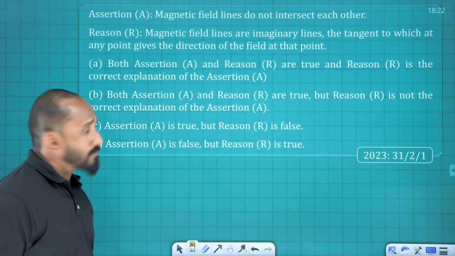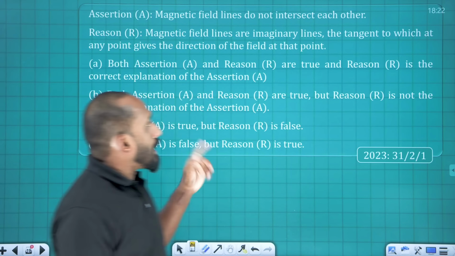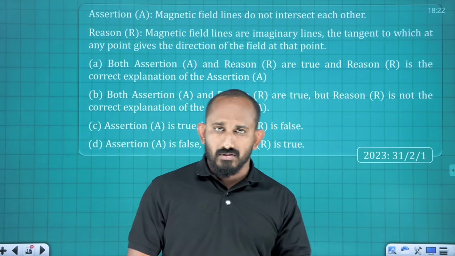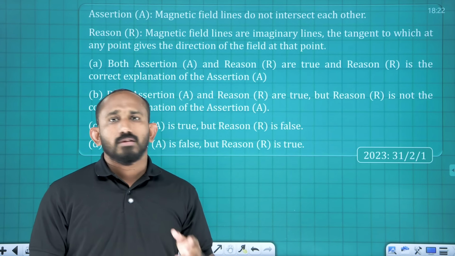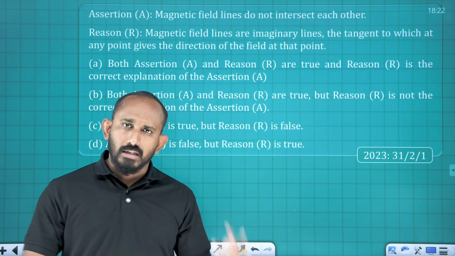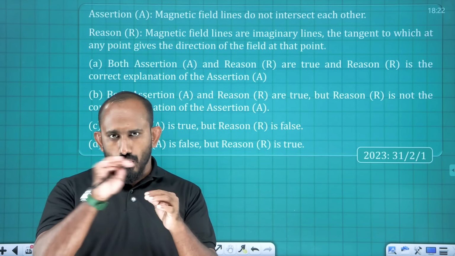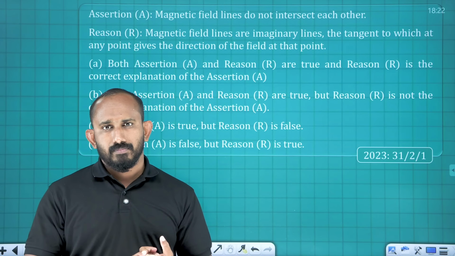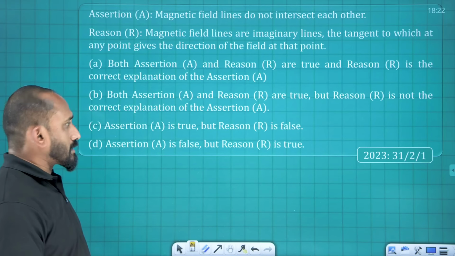Assertion is correct. Reason: magnetic field lines are imaginary lines, the tangent to which at any point gives the direction of the field at that point. Yes. So the tangent gives the direction at that point. Hence, these directions cannot meet at a point. So both are correct here. So two tangents, if you draw them at a single point, cannot meet each other. Hope you got it.